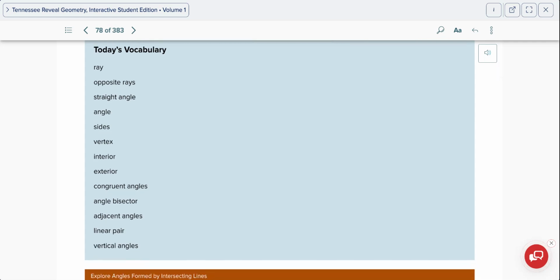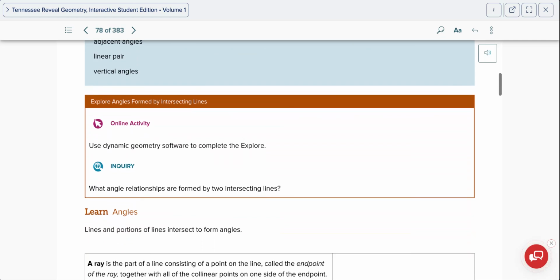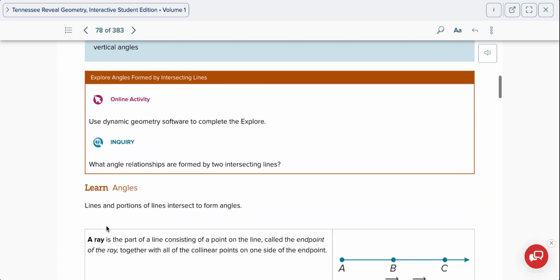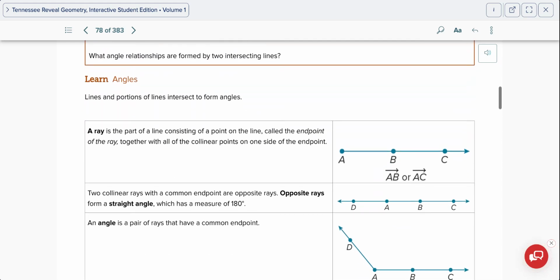Okay, so we're getting into it. A lot of different words you need to know: ray, opposite ray, straight angle, angle, sides, vertex. All of these I'm going to go through as we go. So listen, we've got a ray. A ray has a definite beginning point, we call that an endpoint, and extends out in one direction.